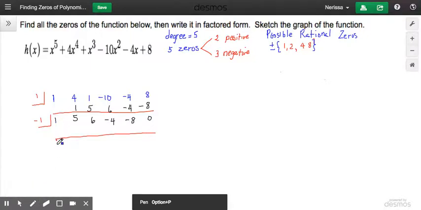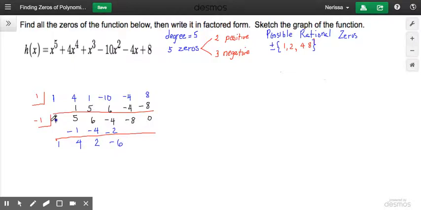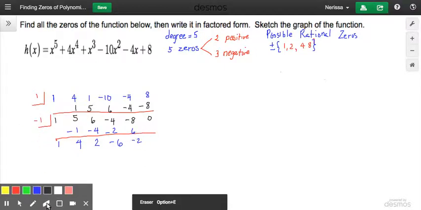So we bring down the 1. 1 times negative 1 is negative 1. 5 minus 1 is 4. 4 times negative 1 is negative 4. 6 minus 4 is 2. 2 times negative 1 is negative 2. Negative 4 minus 2 is negative 6. Negative 6 times negative 1 is positive 6. And we're not going to get a 0. So this is negative 2, not a 0. Therefore, negative 1 is not a 0.